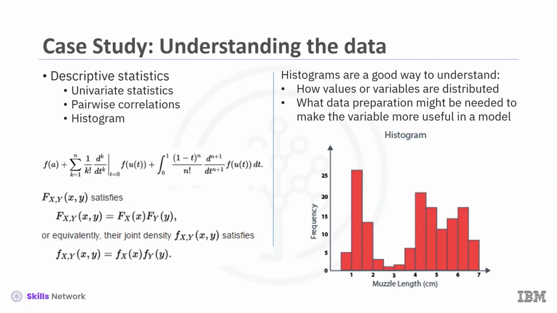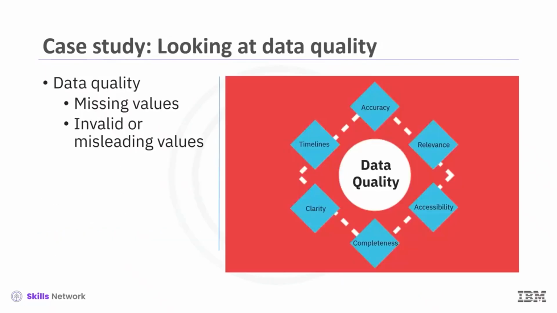Third, histograms of the variables were examined to understand their distributions. Histograms are a good way to understand how values, or a variable, are distributed and which sorts of data preparation may be needed to make the variable more useful in a model. For example, for a categorical variable that has too many distinct values to be informative in a model, the histogram would help them decide how to consolidate those values. The univariate statistics and histograms are also used to assess data quality.